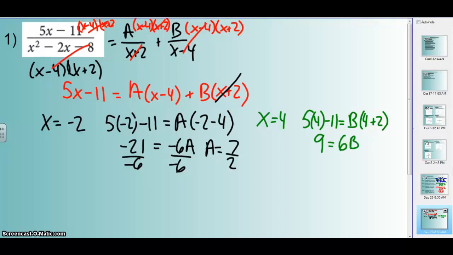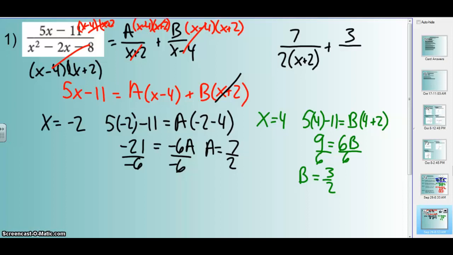Nine equals 6b, divided by 6, and b equals 3 over 2. Okay, so when I have answers that are fractions, that's quite all right. When I plug it in, I'm going to keep the top number on top, and the bottom number is going to go in the bottom with what is already there. So my A is going to be 7 over 2 times x plus 2, plus, and then B was 3 over 2 times x minus 4.